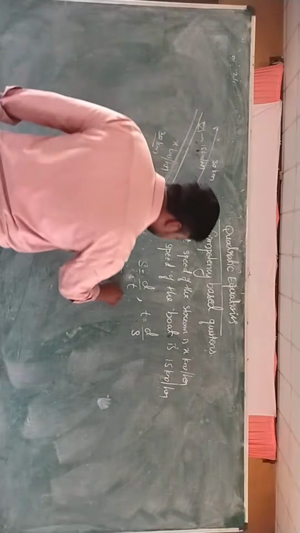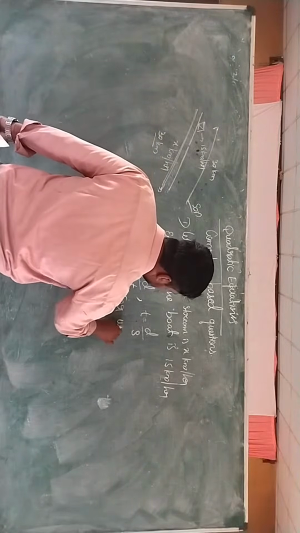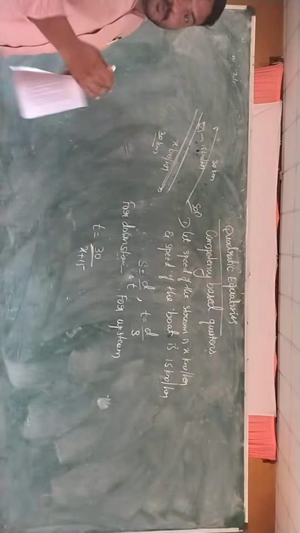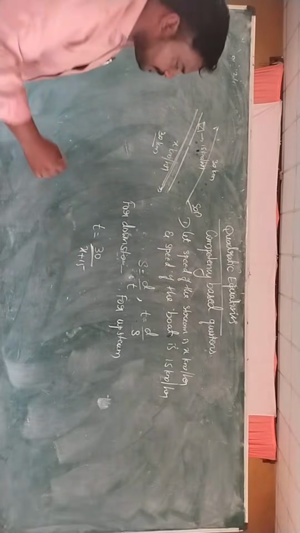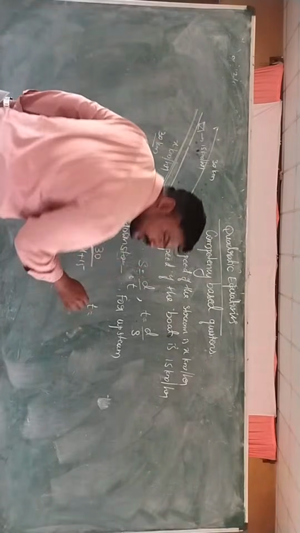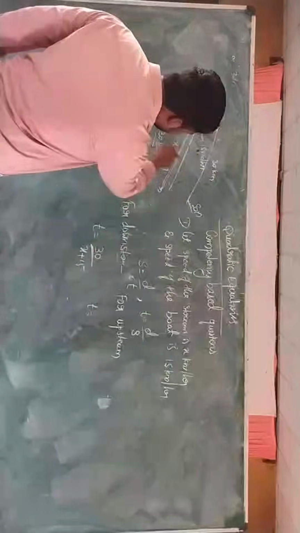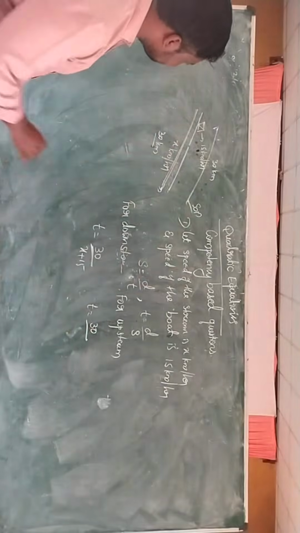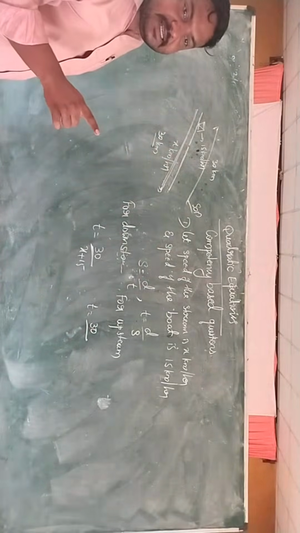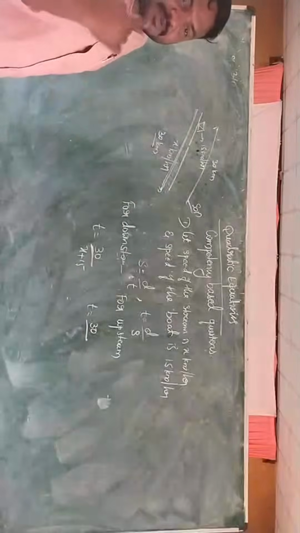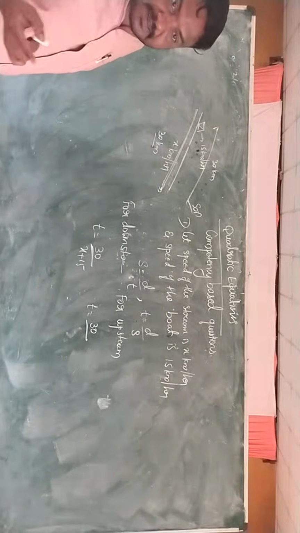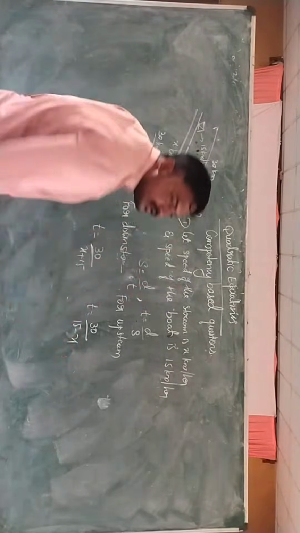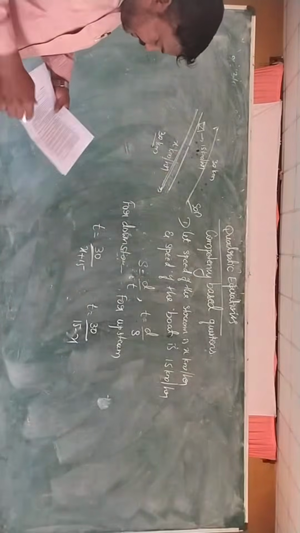And for upstream, both boat and stream are in the opposite direction, correct? Then time taken is equal to distance, which is the same, 30 kilometer, divided by speed. Here the speed is decreasing, that is 15 minus x. 15 minus x, not x minus 15.